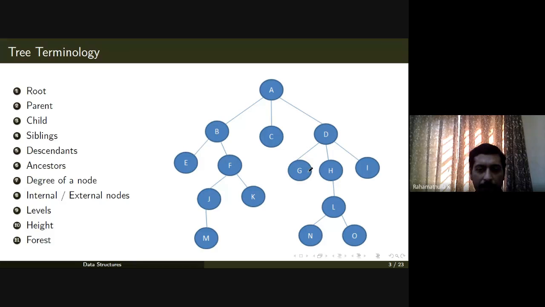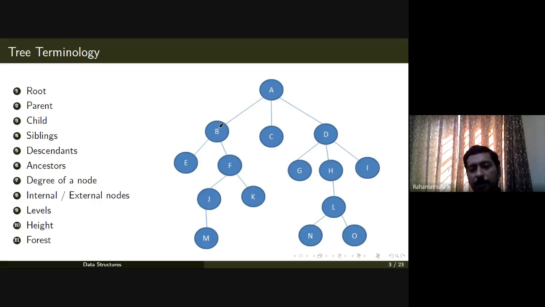So here I have taken data which is alphabets from the English language, A, B, C, D, E, F, G, etc., and arranged this in the form of a tree data structure. So coming to the definition of a tree data structure, it's a collection of nodes or vertices. So this represents a node: A, B, C, D, etc. All these are nodes, or we call them vertices.